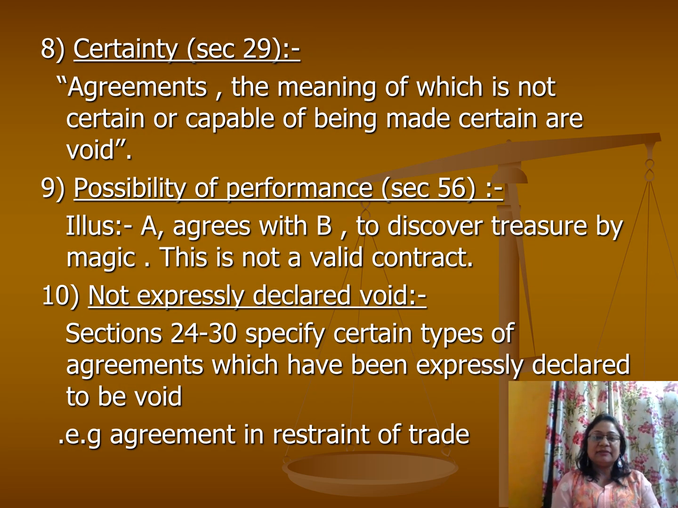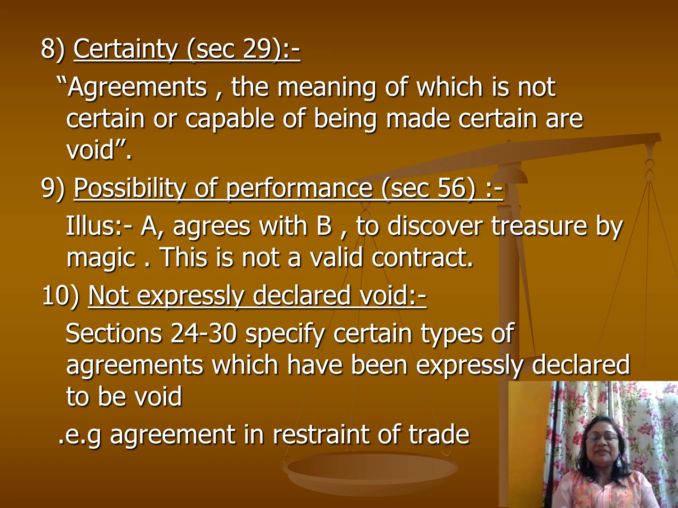The last 3 points: certainty. Agreements the meaning of which is not certain or capable of being made certain are void. So the meaning or the word should be very, very clear. Any ambiguity with respect to the meaning of the agreement will make it void, will not result in a valid contract. So a man enters into an agreement to purchase 10 liters of oil. Herein, unless and until it is clarified what type of oil it is, the agreement will not be valid.